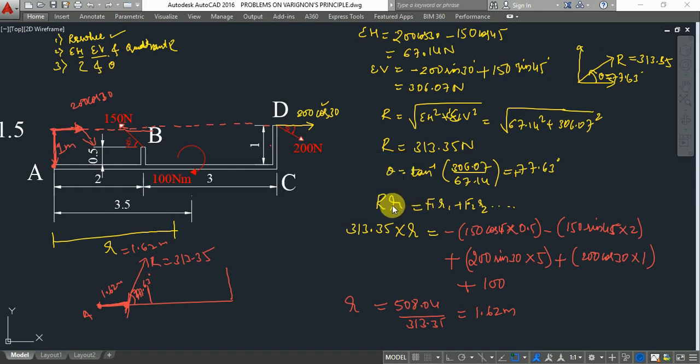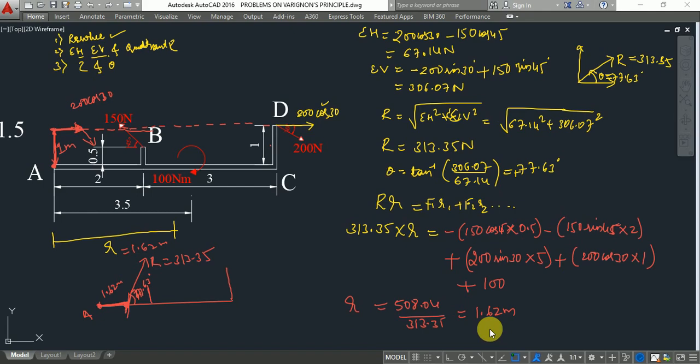In this manner, we have to calculate the distance and position of the resultant. They may give different shapes, apply some forces on that shape, and ask to calculate the position of the resultant. How to calculate? The steps are simple. First, if there are any inclined forces, resolve them, then find horizontal and vertical components, and know in which quadrant the resultant is acting. Then find the magnitude of resultant and angle theta by using these two formulas, and after that apply Varignon's principle to know the position of the resultant. These are the clear steps involved.